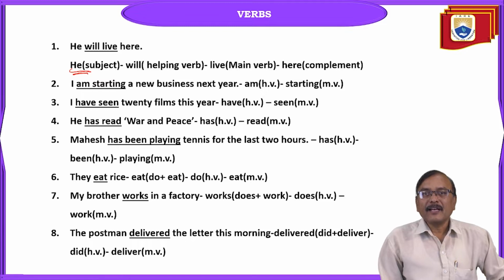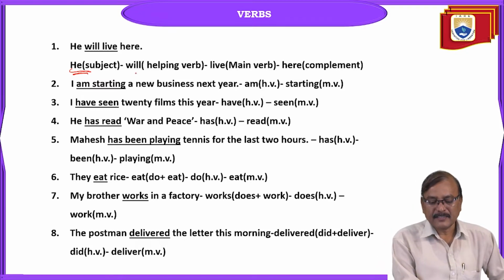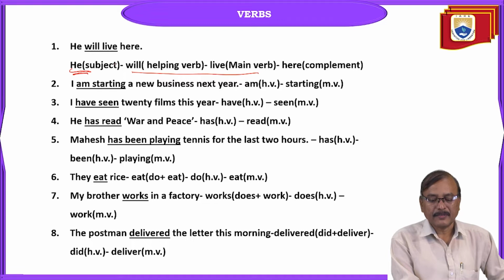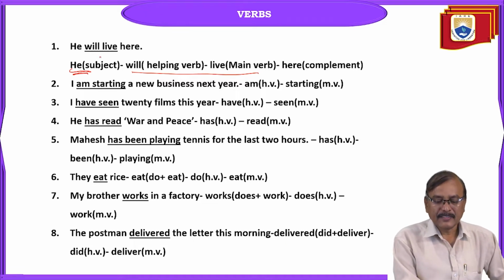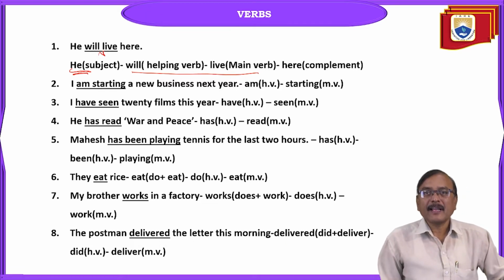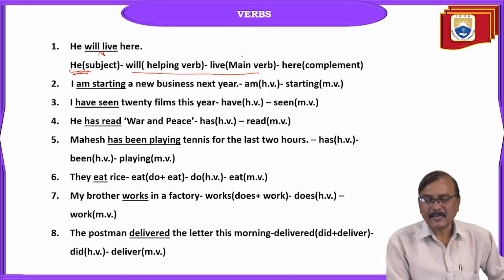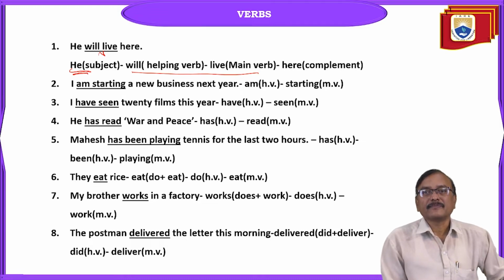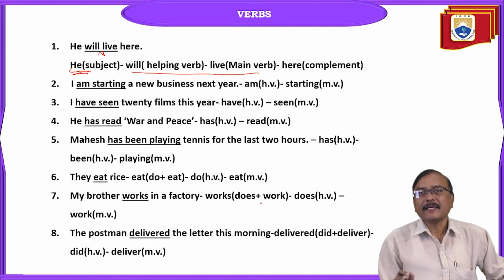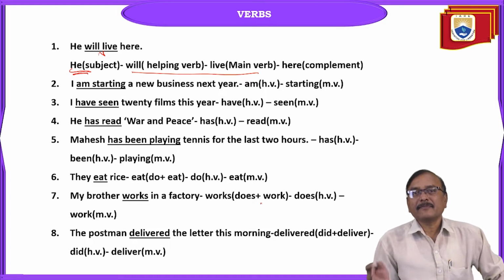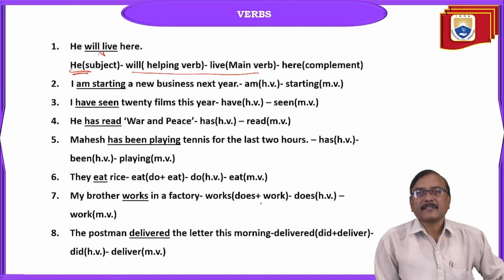And will live is treated as a verb. Again in this will live, what is the main action? Live is the main action. So, live is considered as the main verb and will is considered as a helping verb. Is it clear? The main action is indicated by the main verb and that main verb is supported by helping verbs to indicate its tense according to the time of the action.